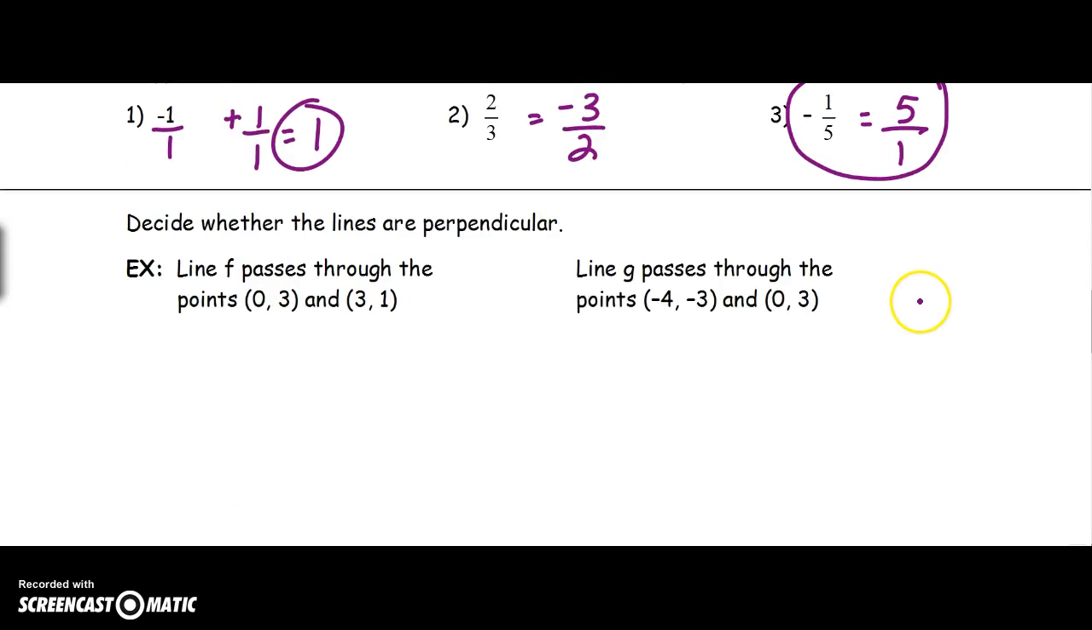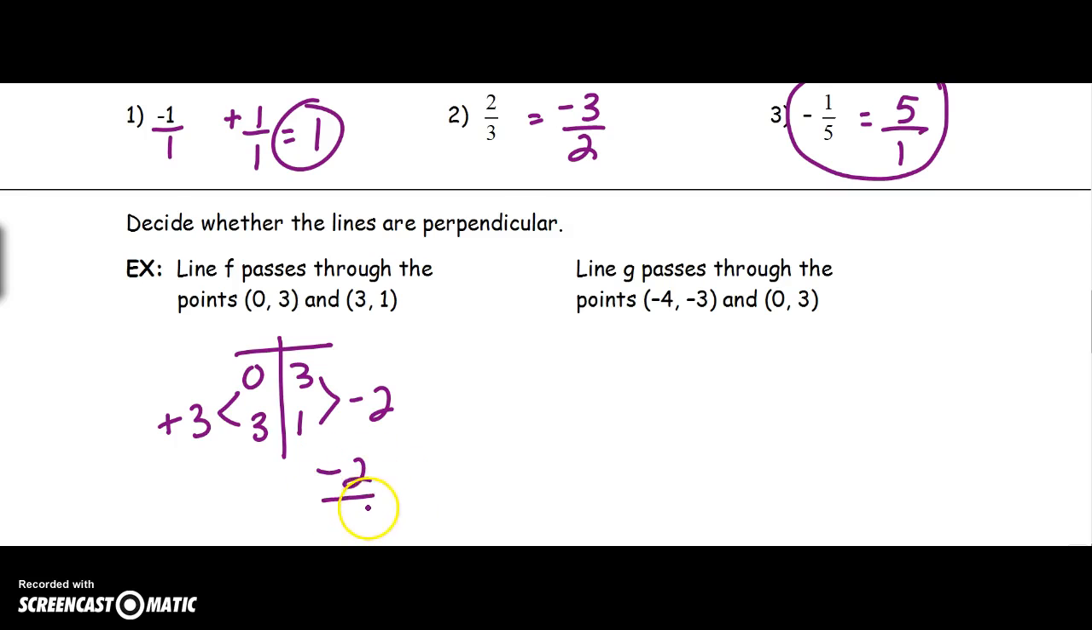So let's take a look at these two lines. It says decide whether the lines are perpendicular. So again, we always find slope. (0, 3), (3, 1). From 0 to 3 is plus 3. From 3 to 1 is minus 2. This slope is negative 2 over 3. For line F and line G to be perpendicular, this is what we want, line G must have a slope of 3 over 2, positive. If it does not have this slope, then it is not perpendicular.